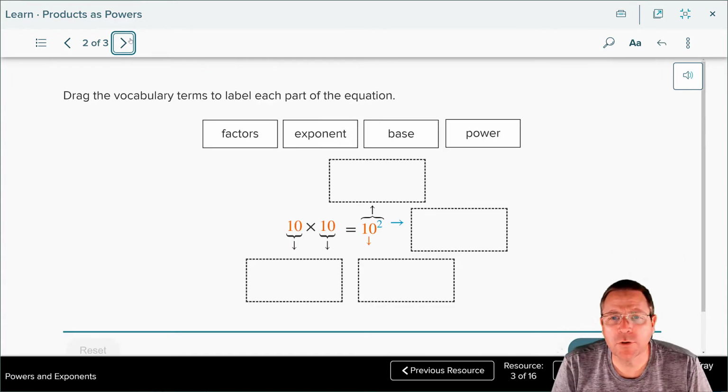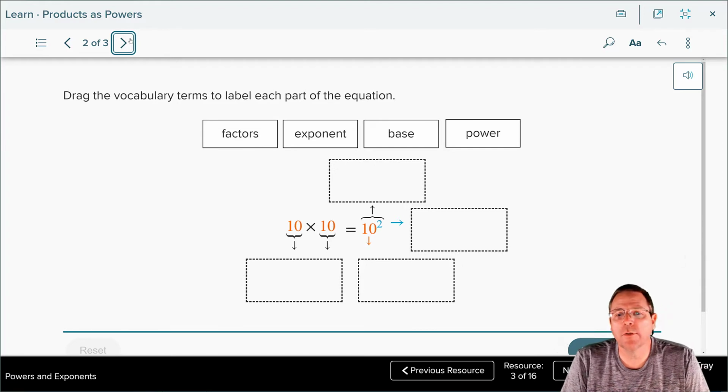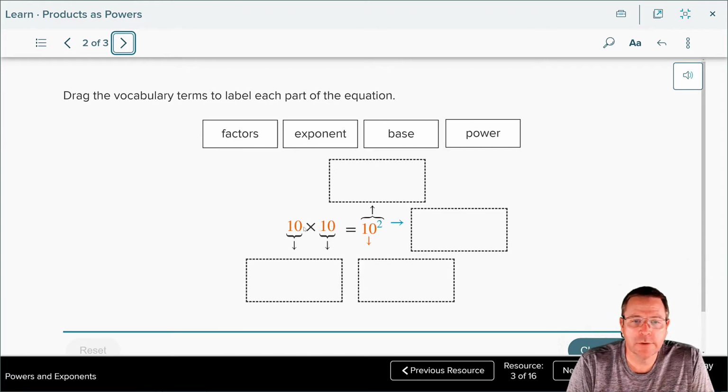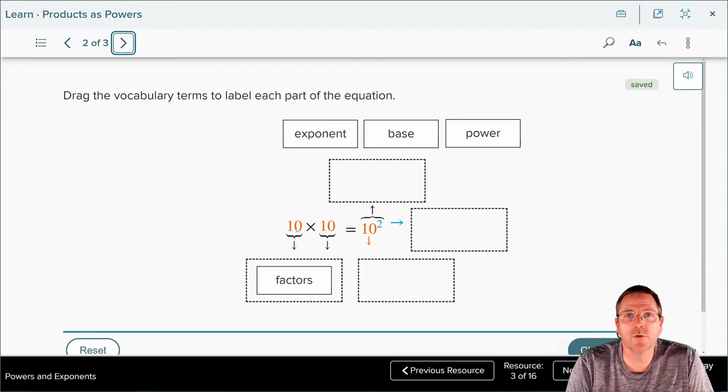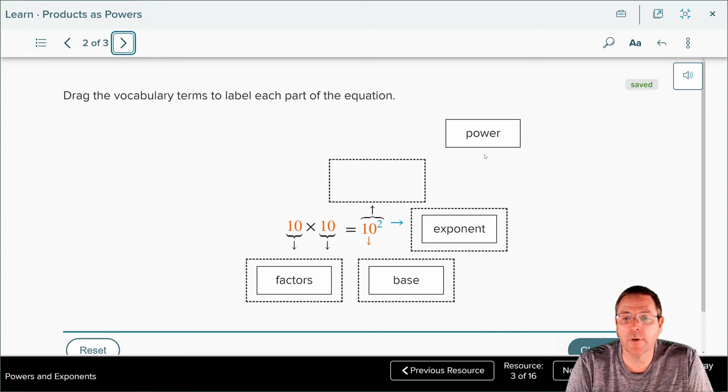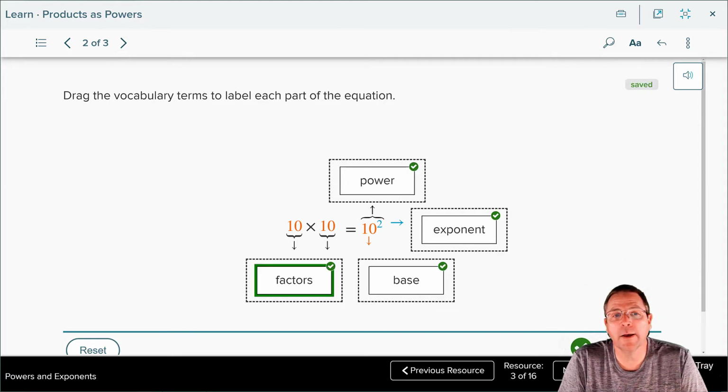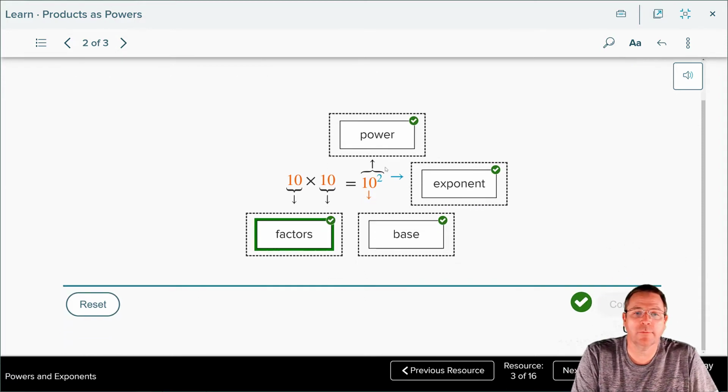So now we get to drag the terms into the appropriate spots. These 2 things right here, the 10s, well, that is going to be factors. You have 2 factors that you're multiplying, 10 times 10. However, this 10 over here, that is part of the power, so that's going to become our base. The 2, that's going to become our exponent, and the whole thing combined, that's going to end up being our power.